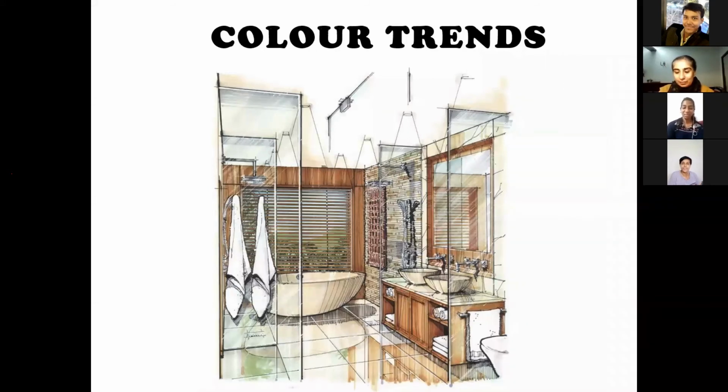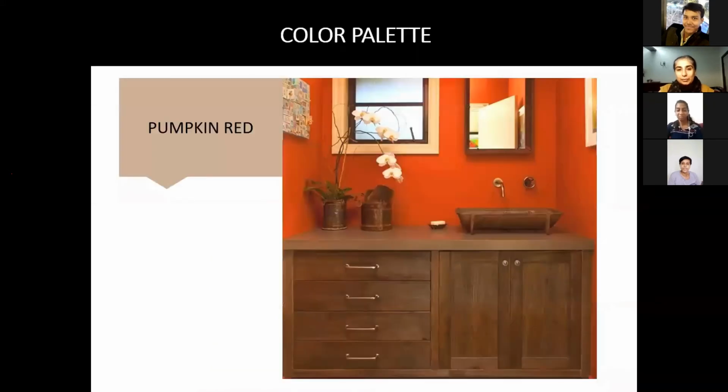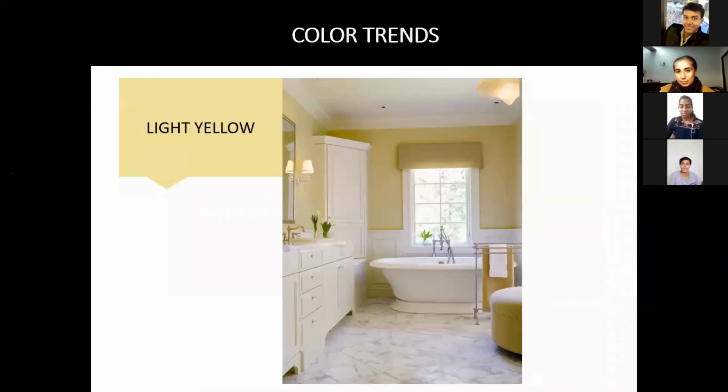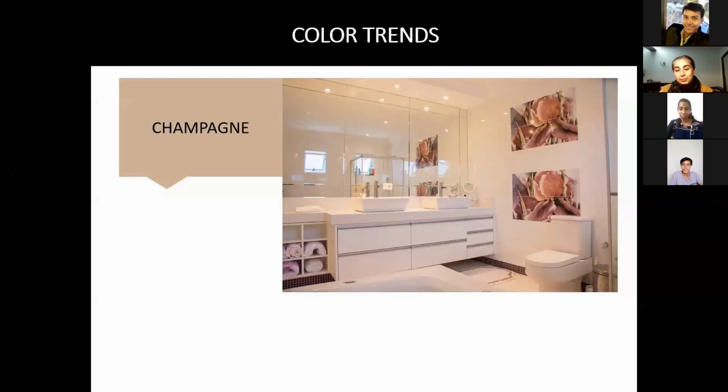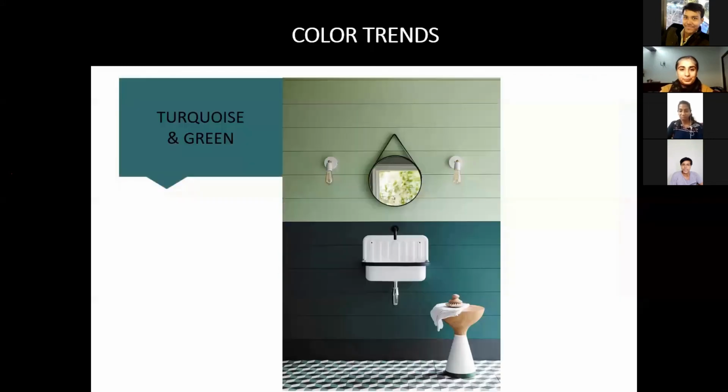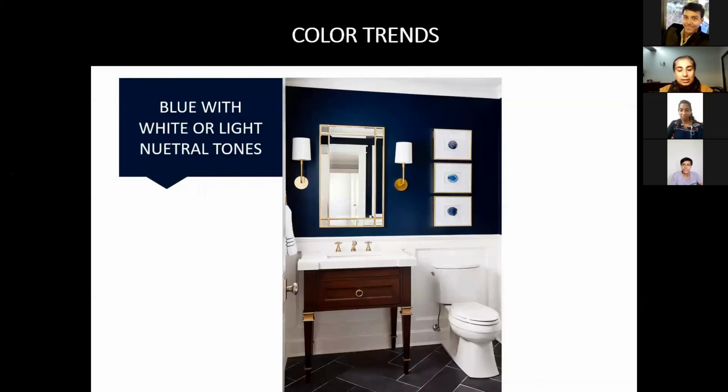So the color palette for the bathroom, pumpkin red is something that is really in vogue. So much as is light yellow, which brings a lot of lightness and vibrancy, and gives that feeling of warmth and sunlight in a bathroom. Then another color which is trending since last year is champagne. Turquoise and green, or a combination of these two colors, is really in vogue. Blue with white or light neutral tones.